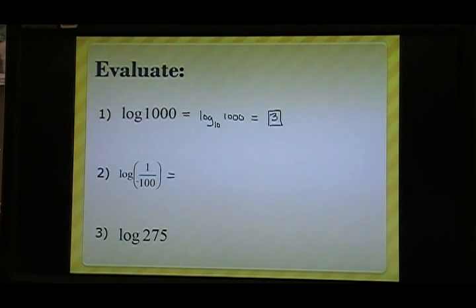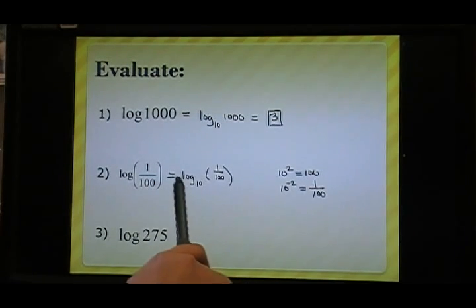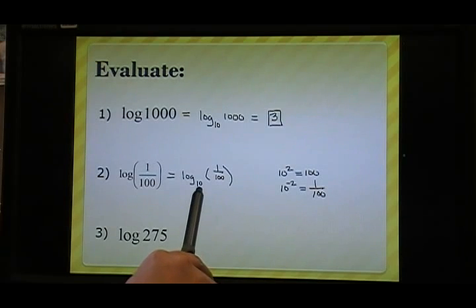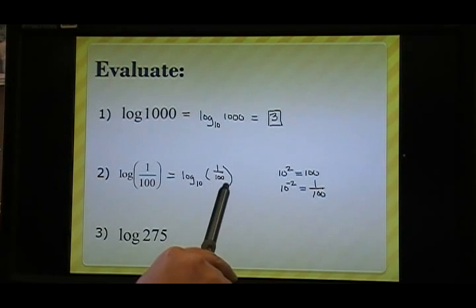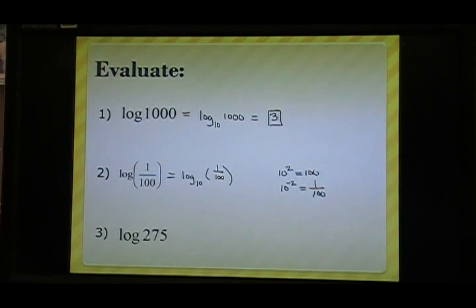Here, we want to evaluate the log of 1 over 100. Again, there's no base, so it's an understood base 10. This is very similar to a couple examples ago. I know that 10 to the 2nd power is 100. So if I do 10 to the negative 2nd, that's going to be 1 over 100. So what am I going to have to raise 10 to get 1 over 100? That answer is negative 2. So the log of 1 over 100 is negative 2.